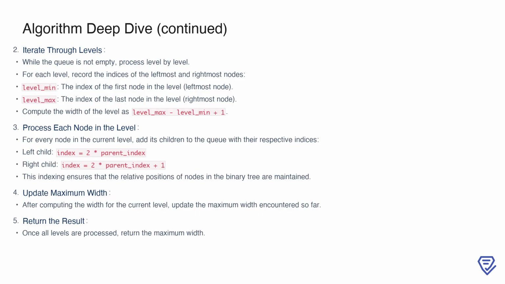Next, for every node at the current level, we add its children to the queue with their respective indices. The left child gets an index of 2*parent_index, while the right child gets 2*parent_index plus 1. This indexing scheme maintains the relative positions of nodes within the tree, even if some nodes are missing. After calculating the width of the level, we update the maximum width encountered so far. Once all levels have been processed, the maximum width is returned as the result.